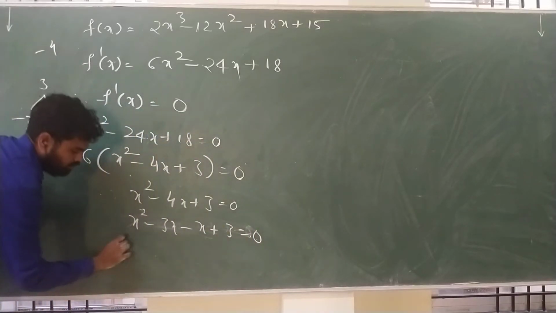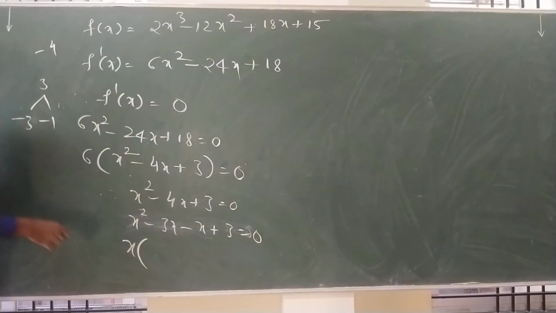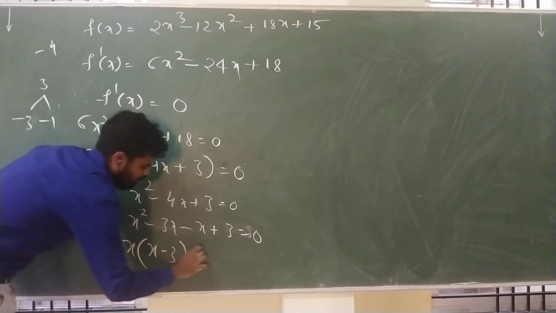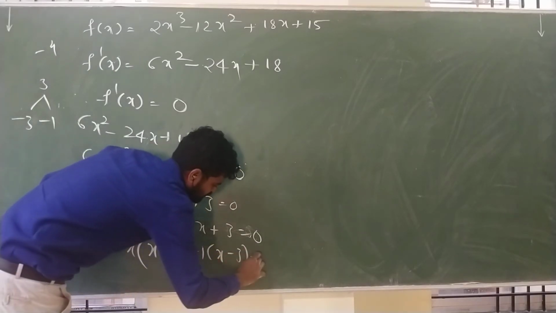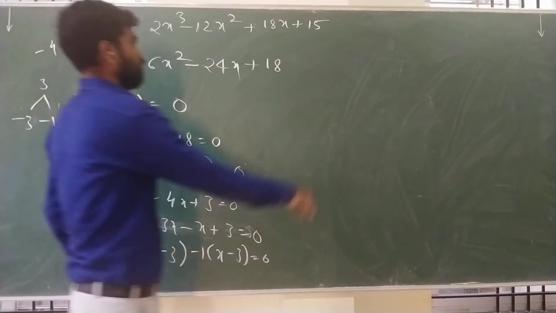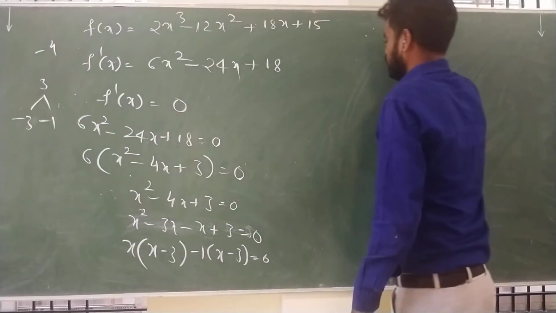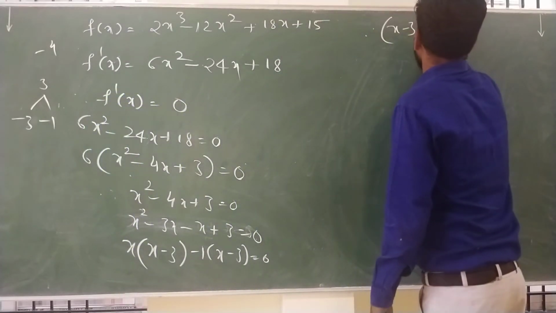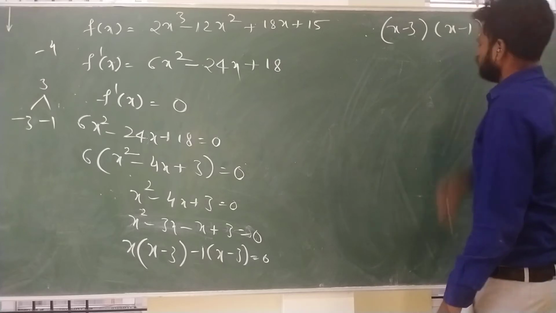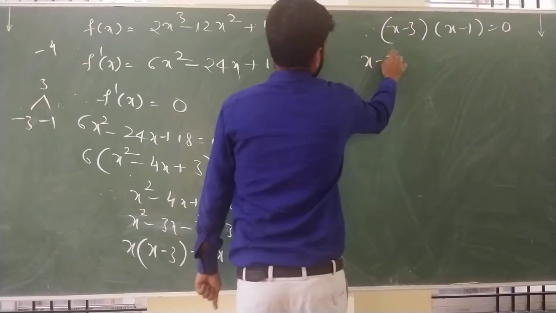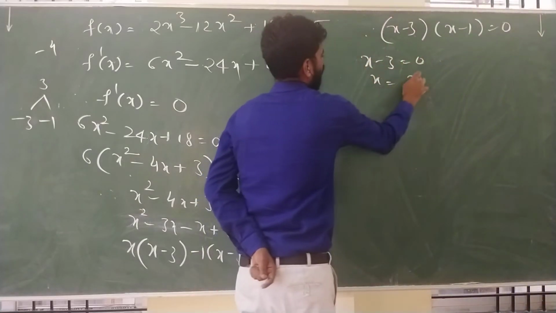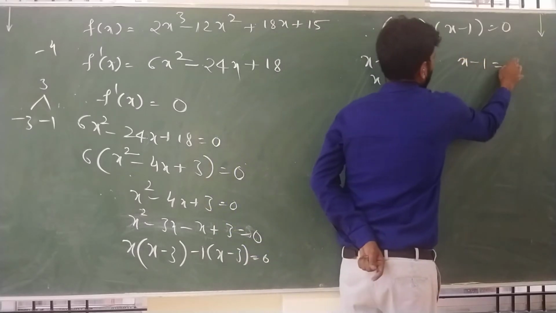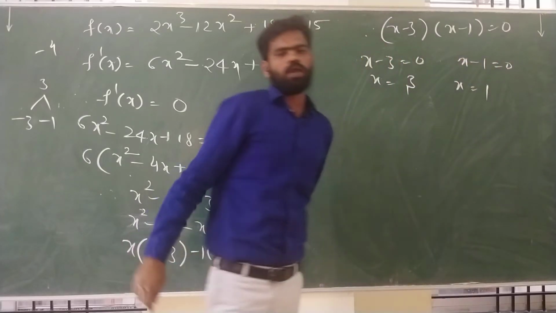From the first two terms take x common, remaining x minus 3; from the last two take minus 1 common, remaining x minus 3. So the solutions are x minus 3 equal to 0 and x minus 1 equal to 0. Therefore x equal to 3 and x equal to 1.